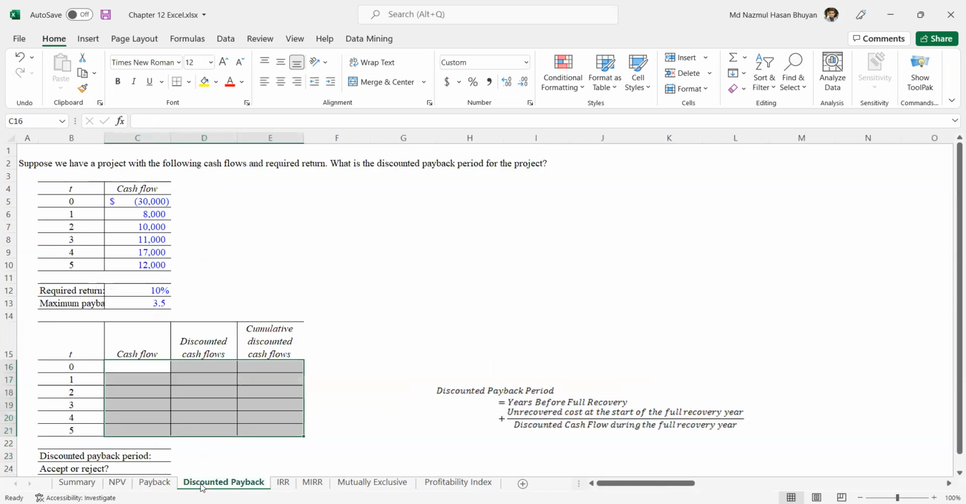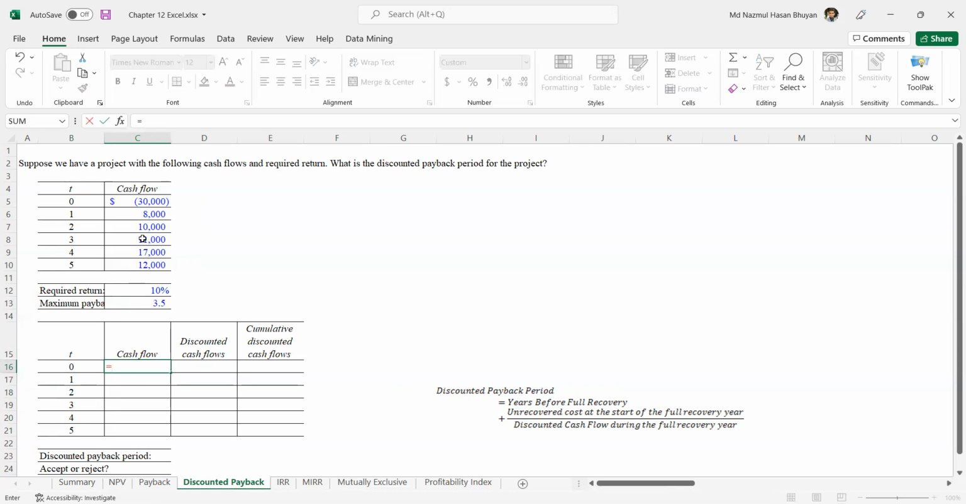Now, the next problem is the discounted payback period. In this case, again, we calculate the number of years it is going to take for you to recover your initial investment based on discounted cash flows. Now, in this case, our benchmark period is 3.5. That means we want to get our money back under 3.5 years based on the discounted cash flows.